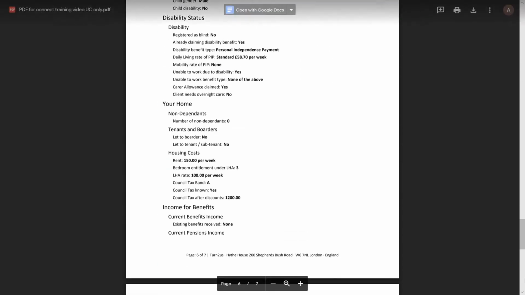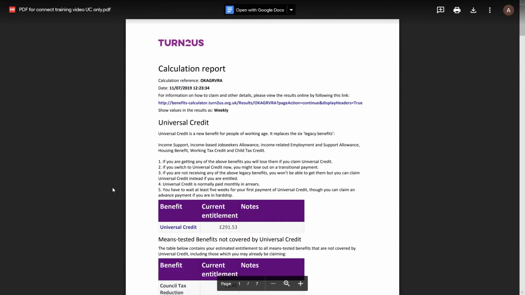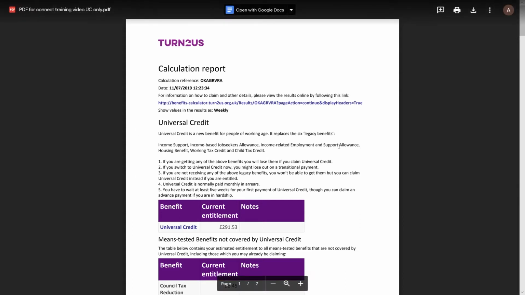Okay, so let's start with the first section, the results. And this calculation shows someone who doesn't have any entitlement to the benefits universal credit replaces. And you can tell that by the fact that you can only see here a result for universal credit and not for any legacy benefits. So what does that tell me about a connection?